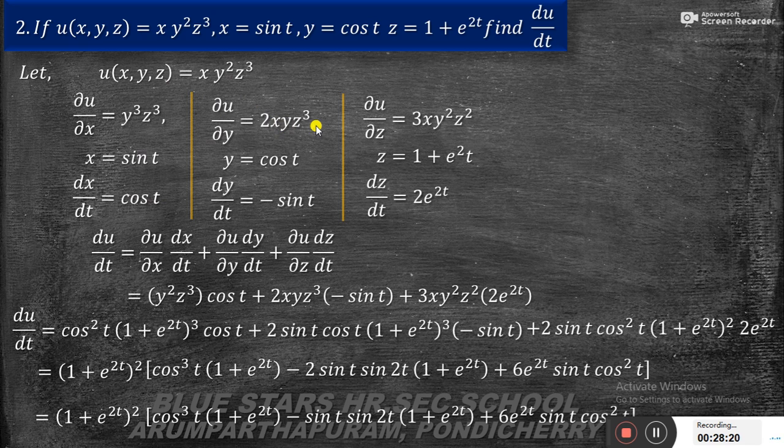So 2xyz cube. Next, y equal to cos t. So dy by dt equal to, the derivative of cos t is minus sin t. So the next step, dou u by dou z. So dou u by dou z equal to xy square into z.